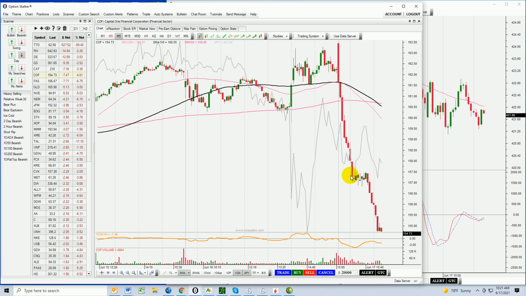Another example, COF. Market rally, rally, rally, rally. Stock compresses, can't even get off the deck. So as soon as you get your little market drop right in here, whoosh, the bottom falls out. That's how this works, folks.